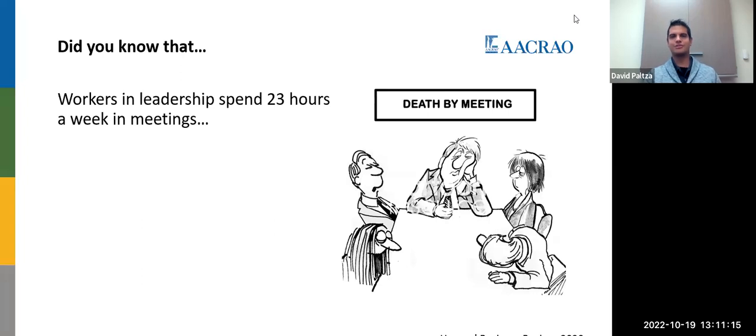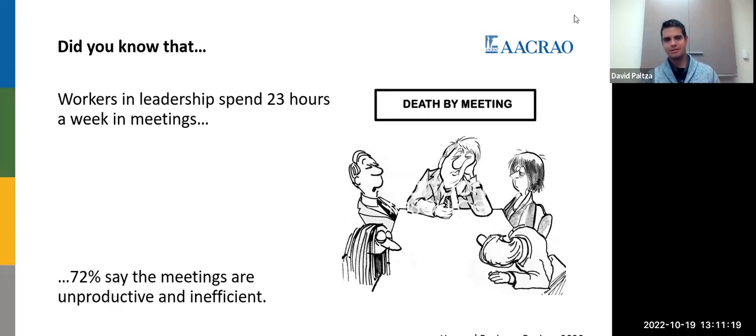Workers and leadership spend 23 hours a week in meetings. 72% of them say the meetings are unproductive and inefficient. And I'm sure some of us might agree with that. Sometimes we plan those meetings, but we have to. Meetings to plan meetings and plannings to plan the plannings.